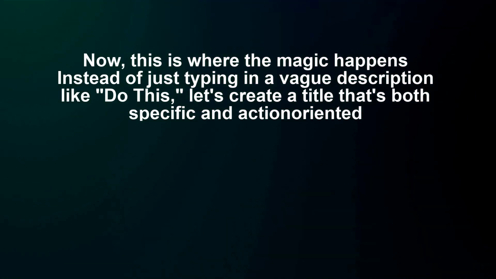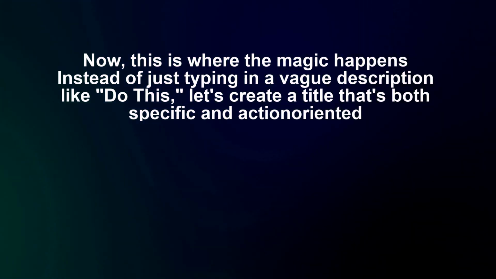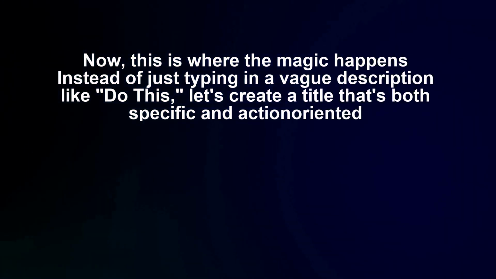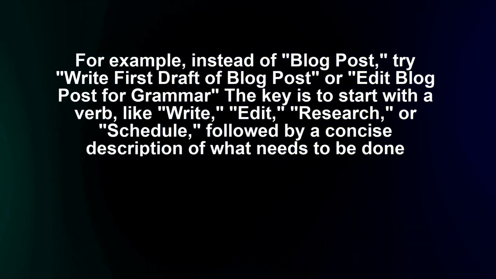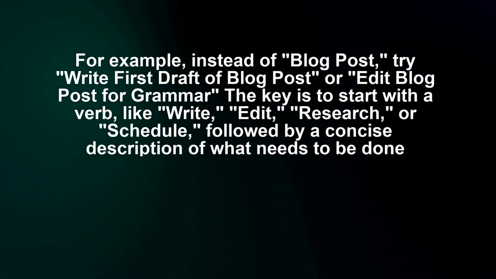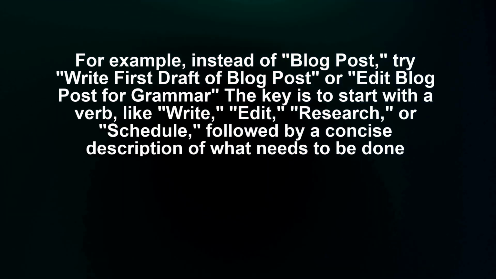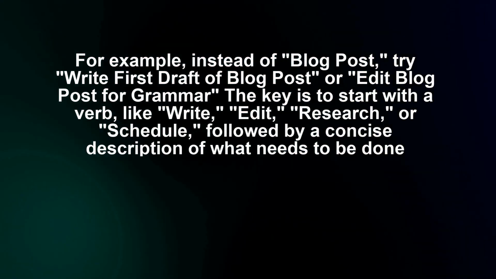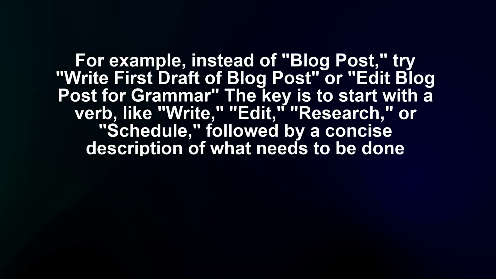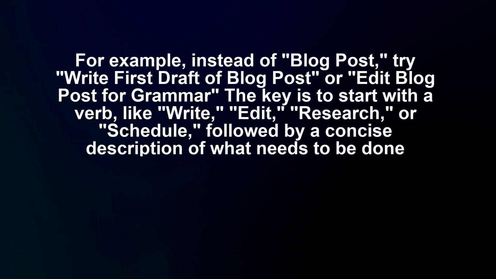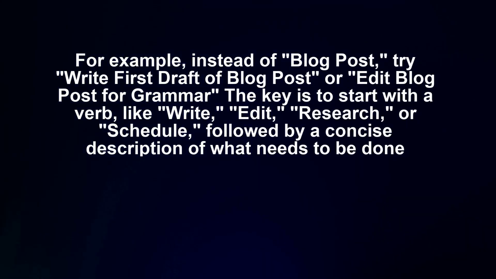Instead of just typing in a vague description like "do this," let's create a title that's both specific and action-oriented. For example, instead of "blog post," try "write first draft of blog post" or "edit blog post." For grammar, the key is to start with a verb, like write, edit, research, or schedule, followed by a concise description of what needs to be done.